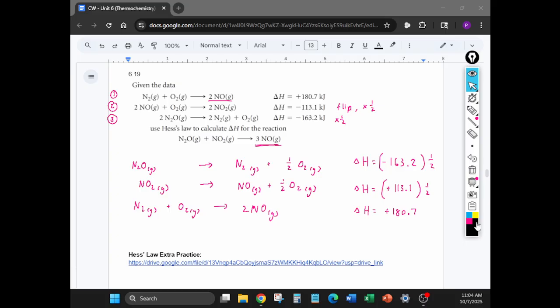Alright guys, so let's take a look at the 3 equations that we set up. The first one, we didn't do anything to it. The second one, we had to flip and half it. And the third one, we had to half it. So if we take a look, we need to start canceling some things out.